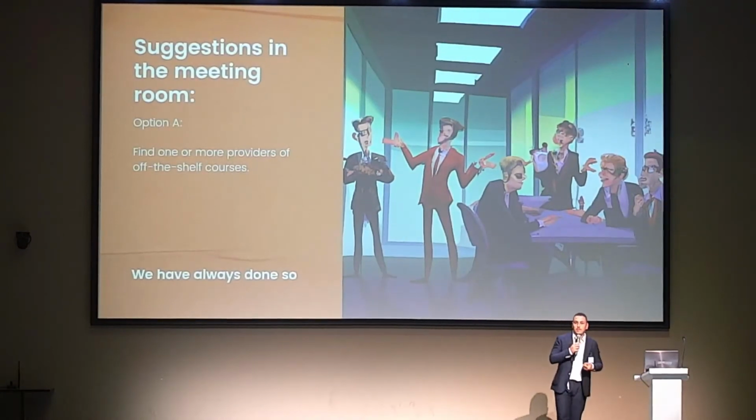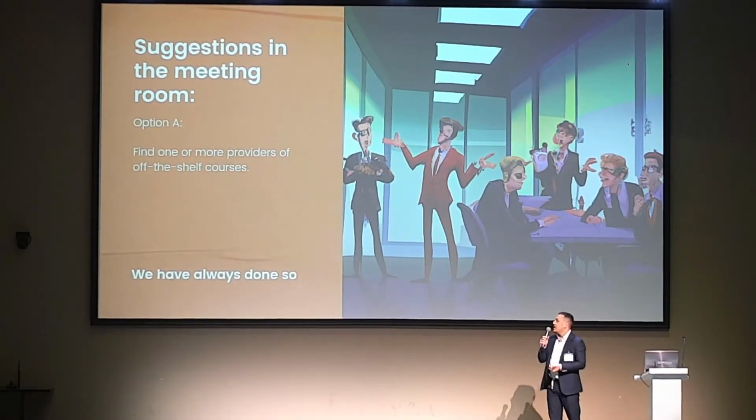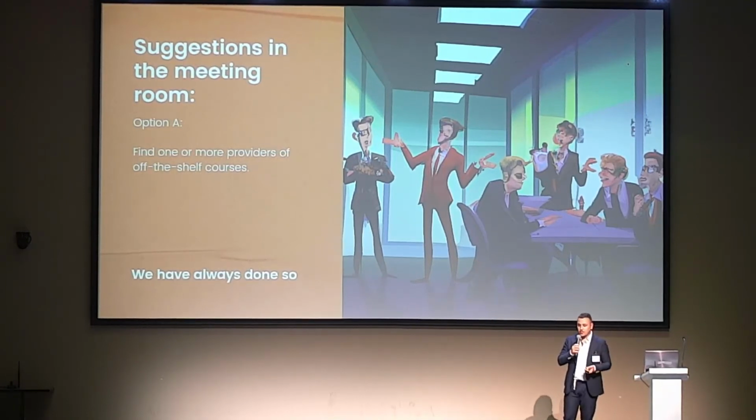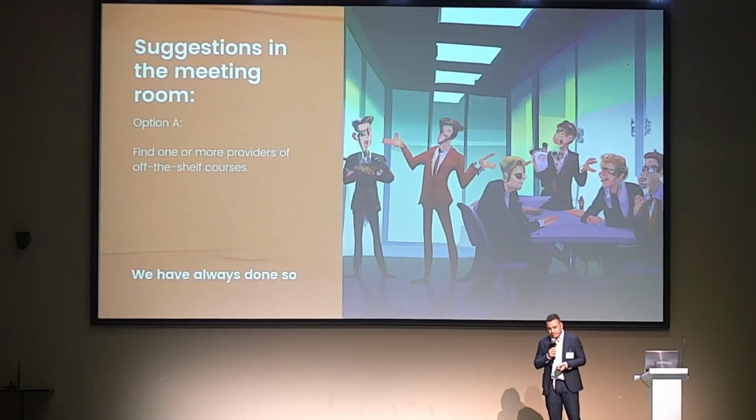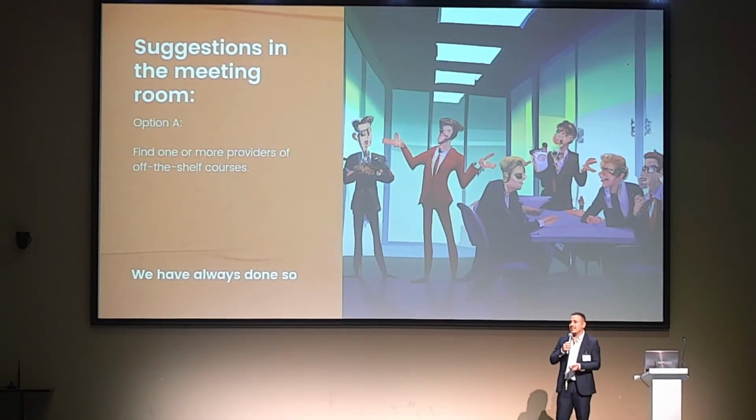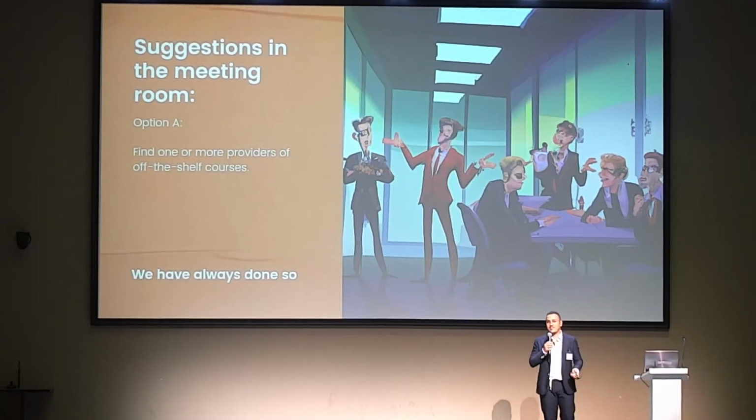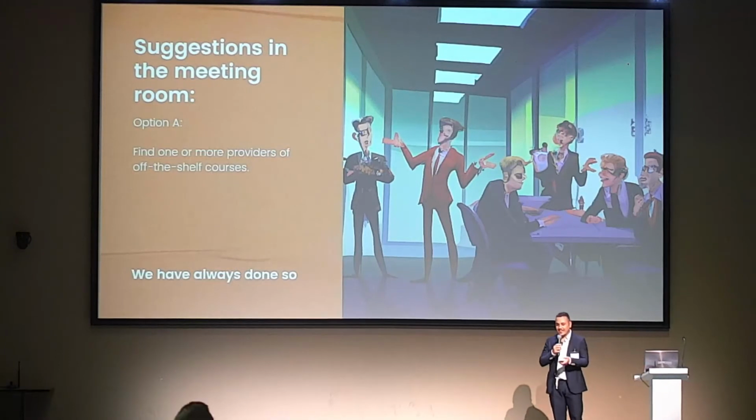So Bob goes to a meeting room and his colleagues give him a few solutions in order to have those courses in ILIAS. We're talking about general courses. The first suggestion, which we call option A, is to find one or more providers which make those courses and buy them. These courses are generally called off-the-shelf courses. Also, they say a sentence that in Italy everyone says in a company: we have always done so, abbiamo sempre fatto così. And this is the real struggle here in Italy.